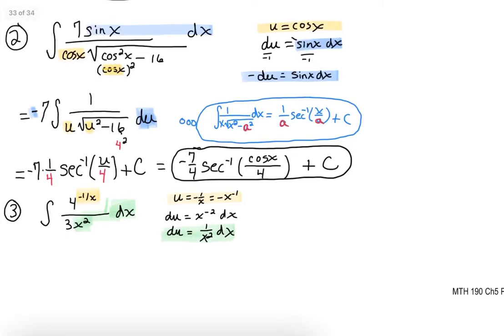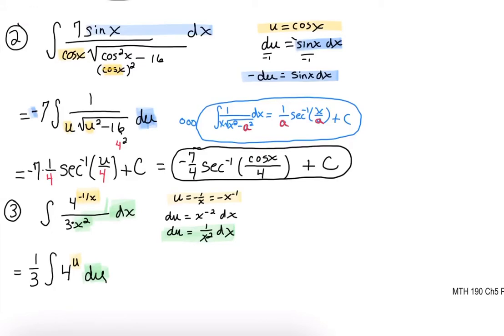This 3 is just a constant multiple. It's just 3 times x squared in that denominator. So I can even just bring that out as a 1/3 factor. And then all I have is my 4 to the u du. So this looks like a nice little substitution here. So that's my u, and this is my 1 over x squared dx. That's the du right there. All right, so this is good.